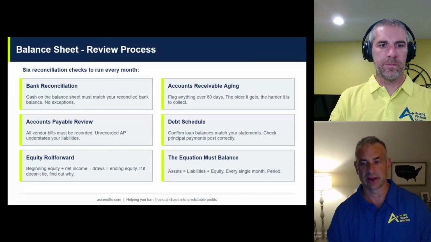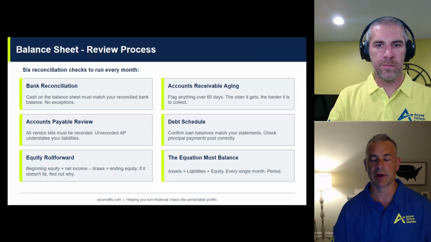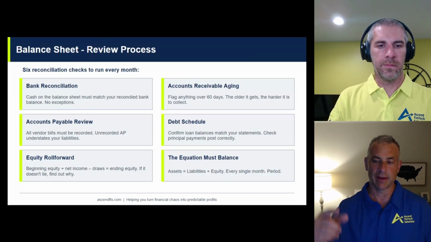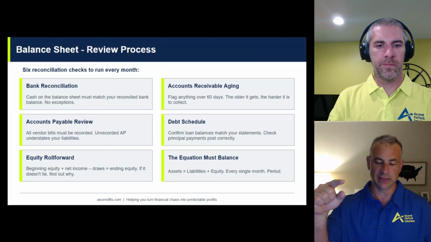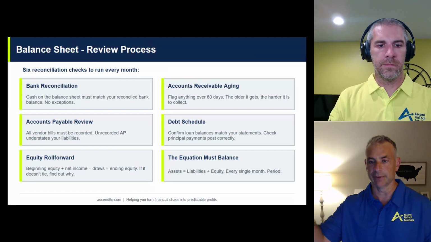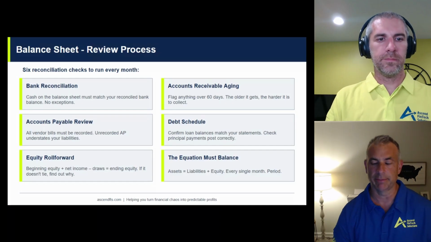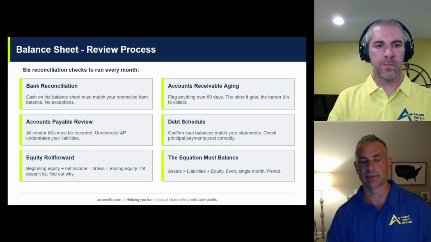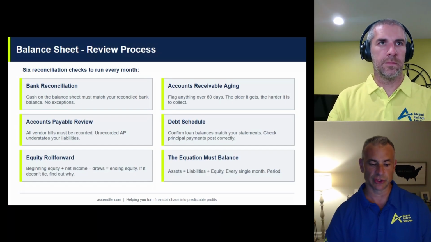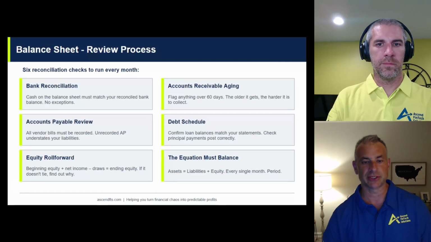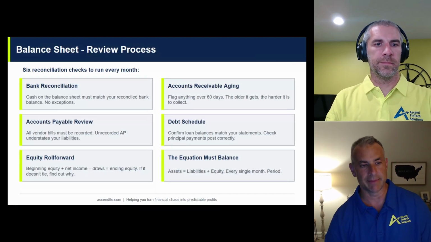First, your bank reconciliation. All your bank accounts should be reconciled every month. The number that you see on that balance sheet should match your bank statement. Sometimes it may not. If you still cut paper checks, there could be outstanding checks, but your bank reconciliation will show how much outstanding checks you have so that you can match back to that bank statement.